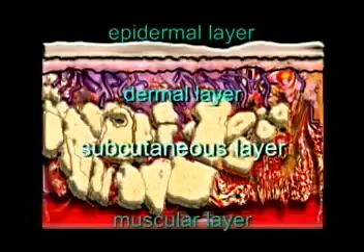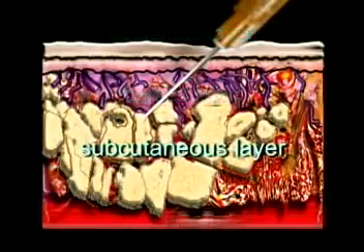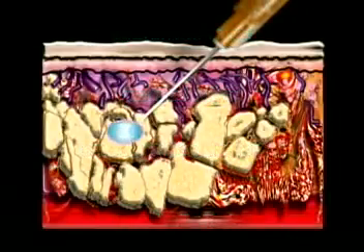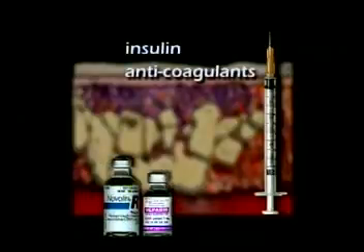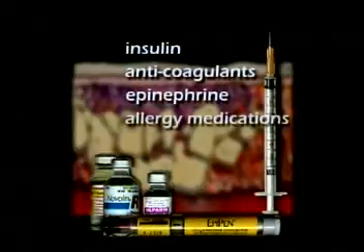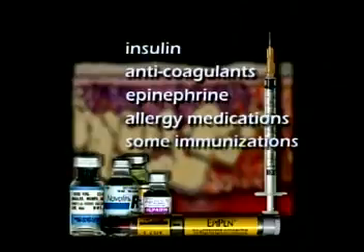This route is typically used to administer medications that require slow absorption. Subcutaneous tissue contains fewer blood vessels than muscle tissue. Therefore, medications given subcutaneously absorb slower than medications given intramuscularly and absorb faster than medications given orally. Up to 1 milliliter of medication can be given subcutaneously. Common medications are insulin, anticoagulants, epinephrine, allergy medications, and some immunizations.